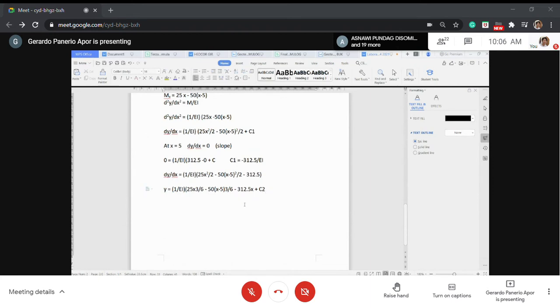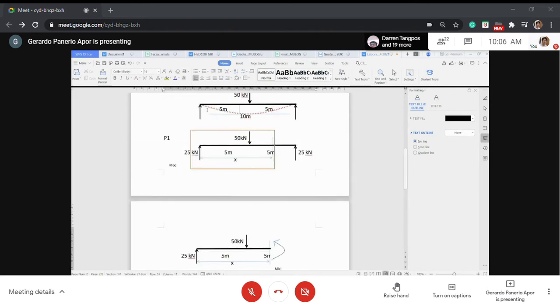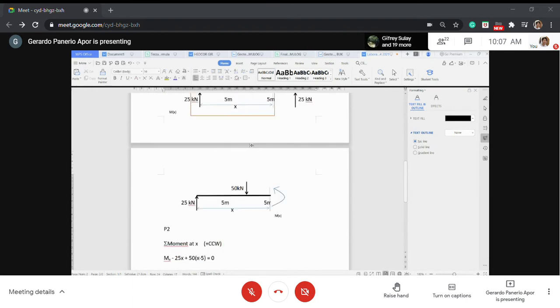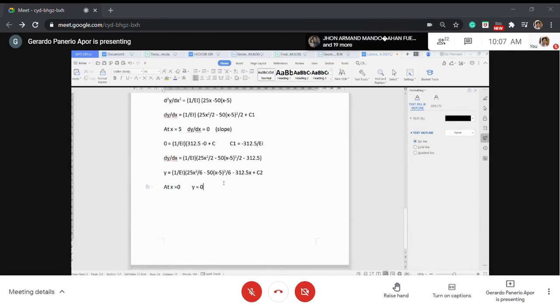Now to determine C2, we take x equals to 0, where y is 0. At x equals to 0, somewhere here, y is 0. There are 2 points in which y is 0. One is at x equals to 0, and the other is on the other side, at x equals to 10 meters. We are not going to use the 10 meters because it will be messy in the equation, so 0 is neat. So if x equals to 0, you will have 0 equals 1 over EI multiplied by the function of x, so that's 0, minus 0 again, minus 0 again, plus C.